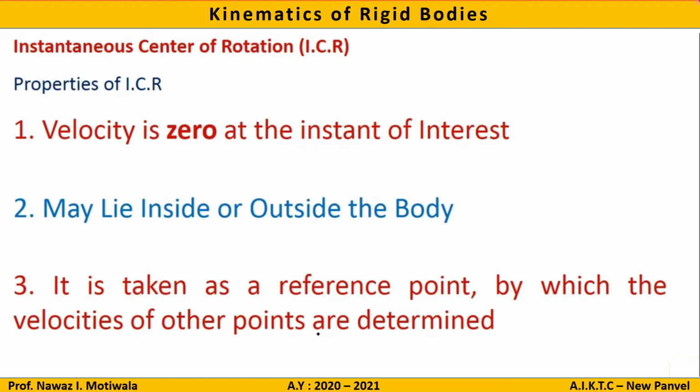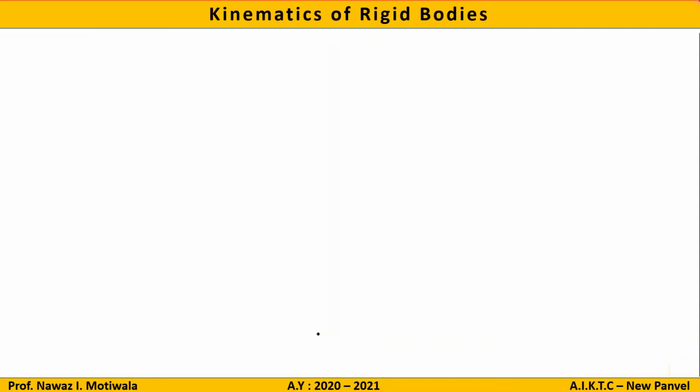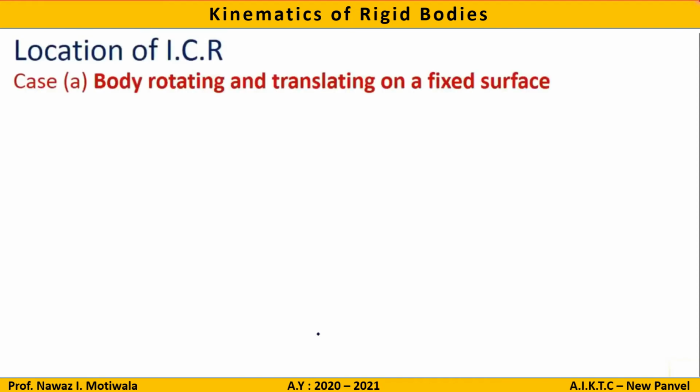So let us say if I want to find out velocity at any other point on the body, I will take the reference of that ICR and then find the velocities of the different points. Now let us see some of the cases wherein we will study how to locate ICR for different mechanisms. Let us consider the first case, a body which is rotating and translating on a fixed surface, which we have already seen earlier.